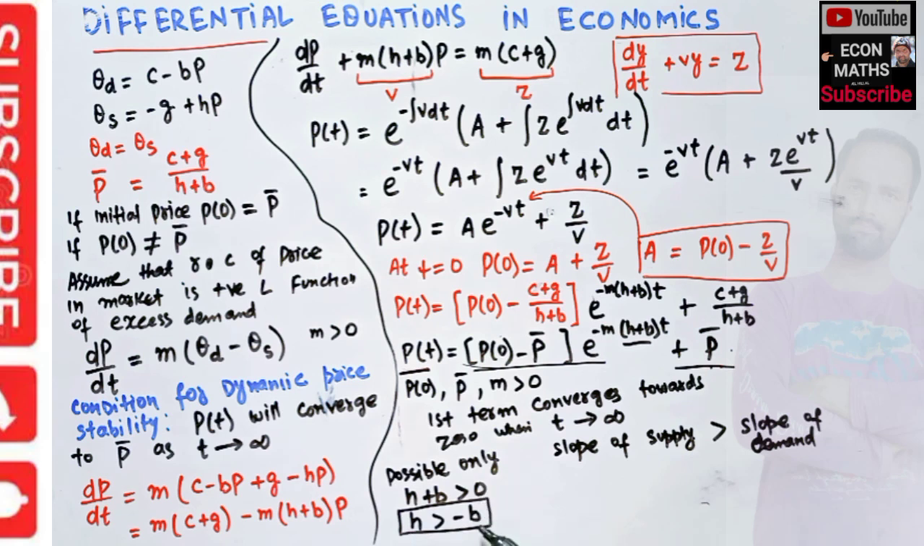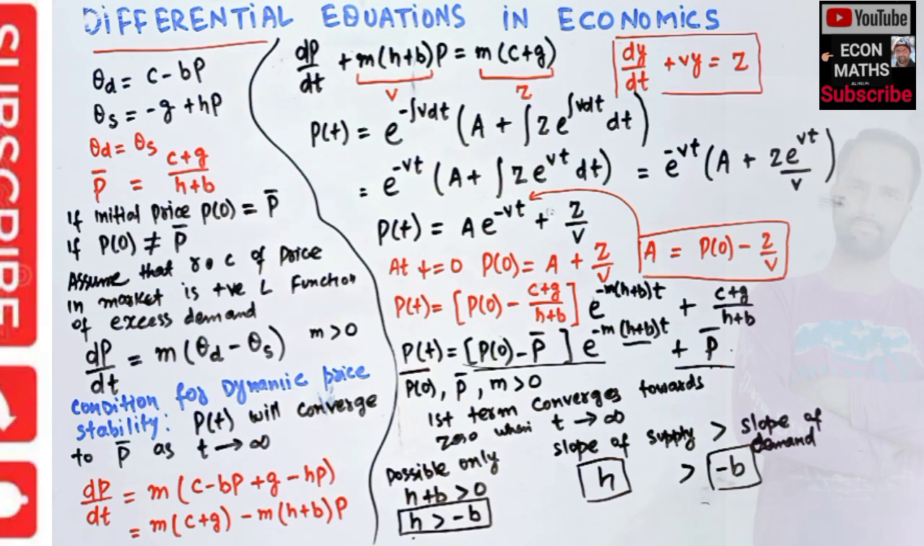That means h is greater than minus b. h denotes the slope of the supply curve, and minus b denotes the slope of the demand curve. Okay, as long as the slope of the supply curve is greater than that of the demand curve, we will have a dynamic stable equilibrium. Okay, so our model will be dynamically price stable. If it is not the case, then it will not be dynamically stable here.